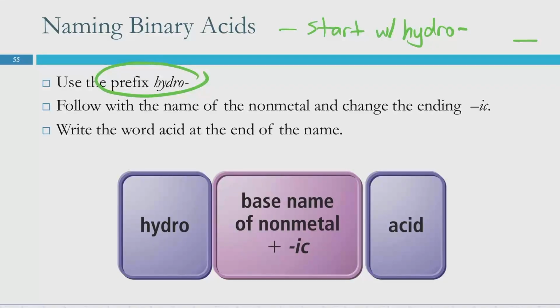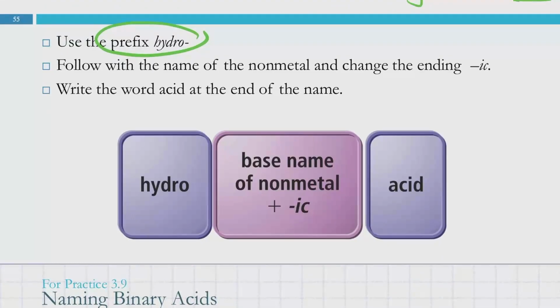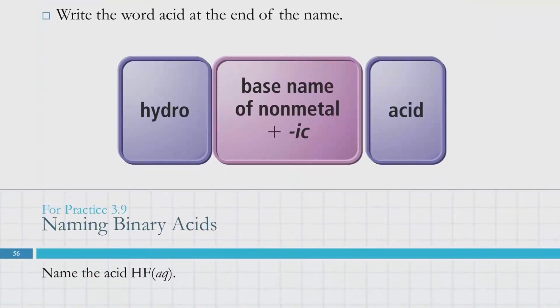And they will also have acid added onto the end. So our formula is we start with hydro, we have the base name for our nonmetal, we change the ending to -ic, and add acid to the end. These I think are relatively simple to name, especially compared to our ionic compounds.